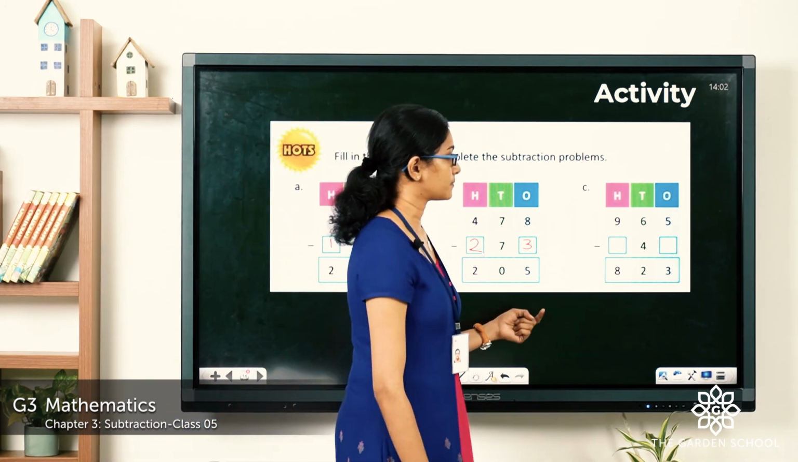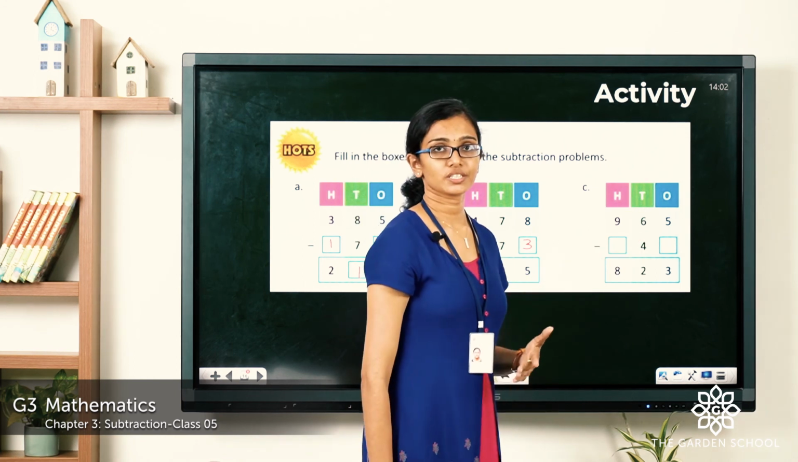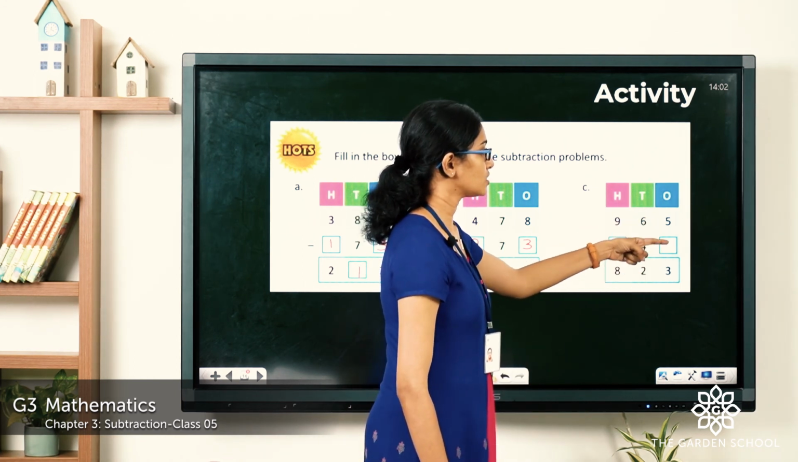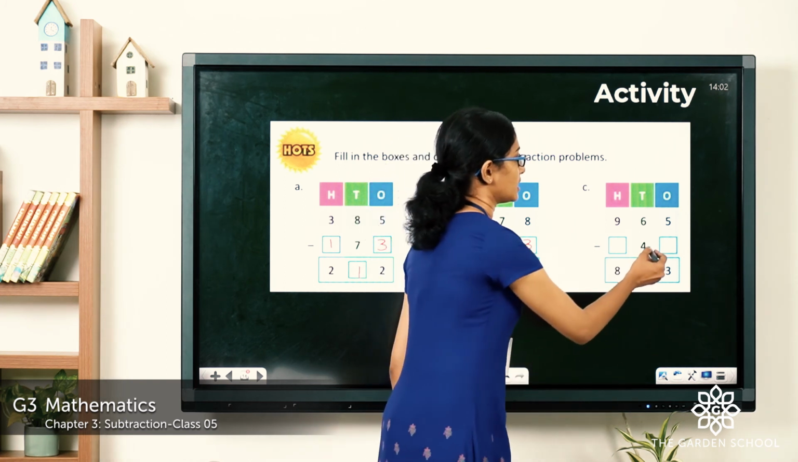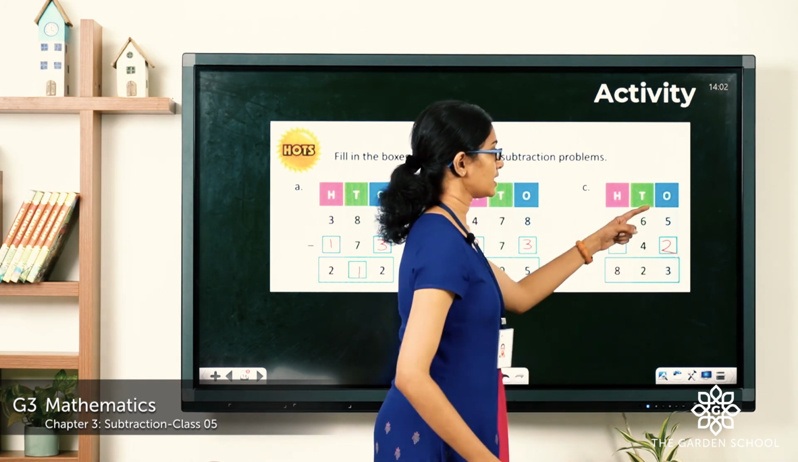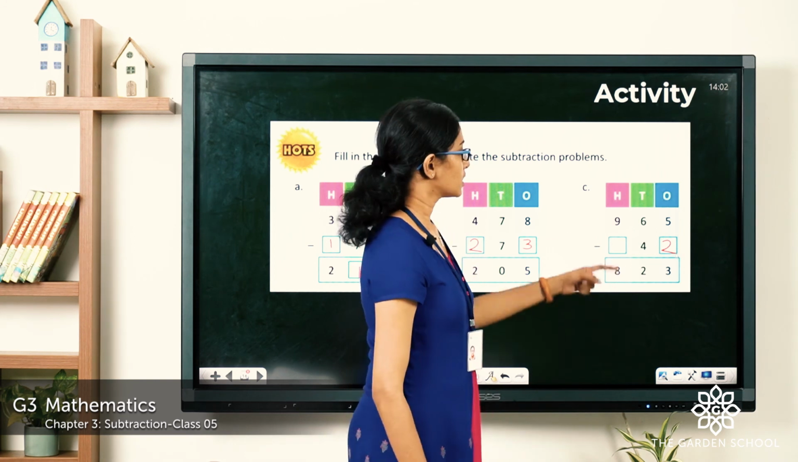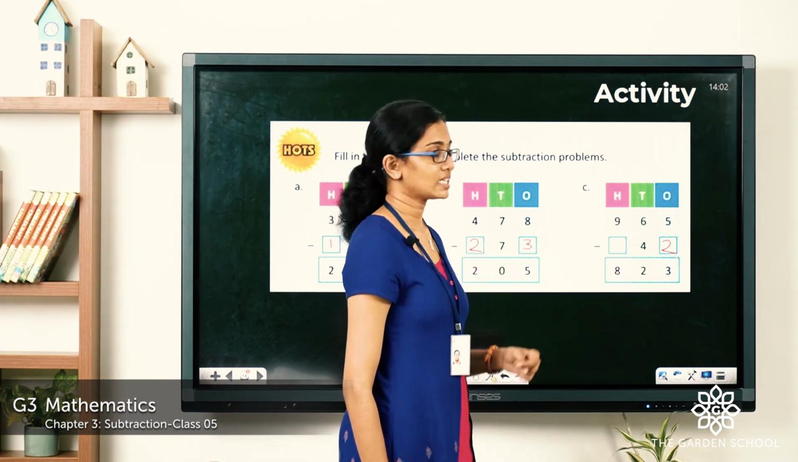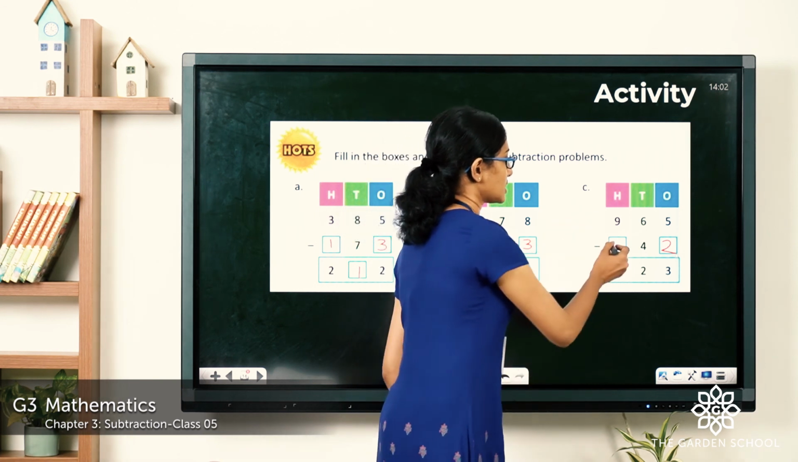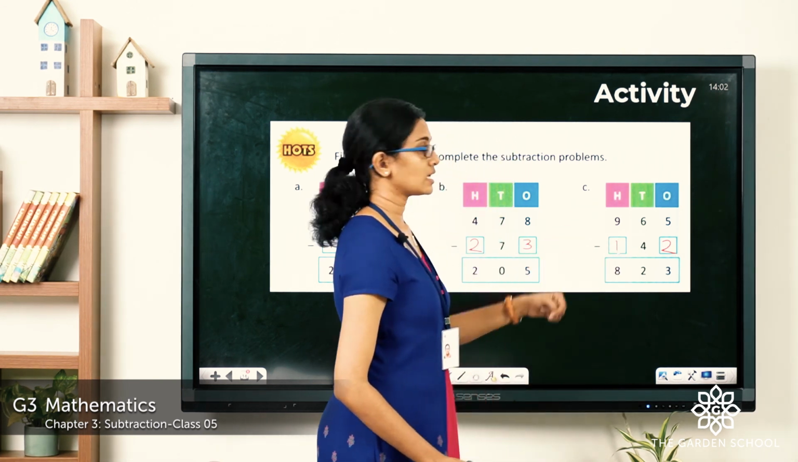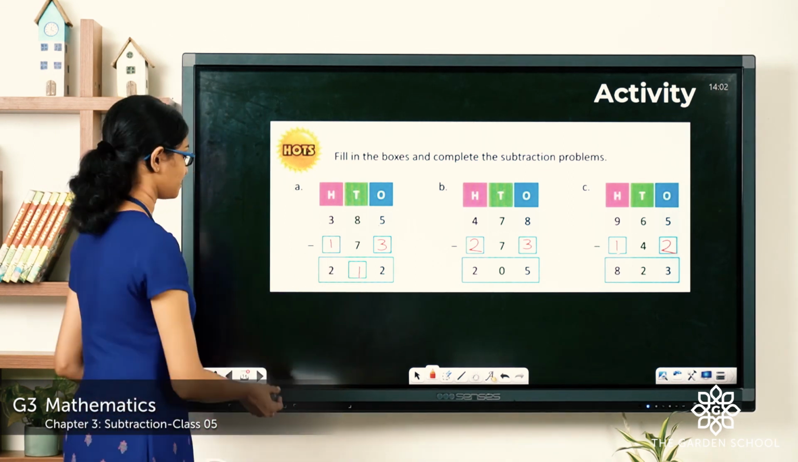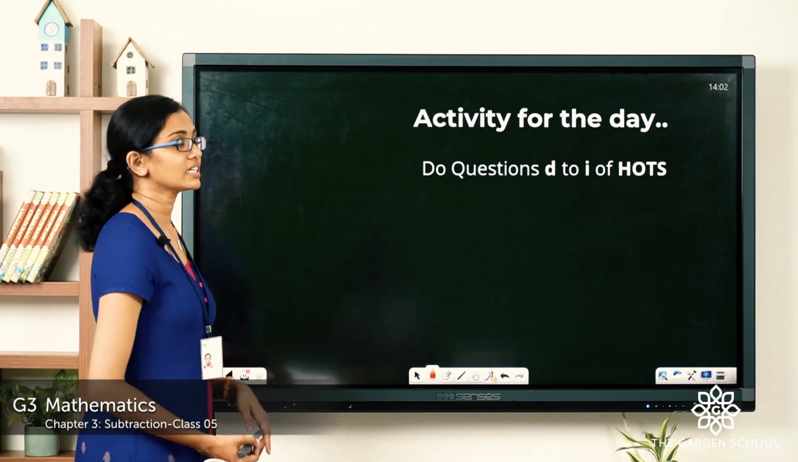Now, the third one. 5 minus dash gives you 3. You can also do 5 minus 3 to get the digit missing here. It is 2. And 5 minus 2, it's 3. 6 minus 4, 2. And 9 minus what gives you 8? Or 9 minus 8, it is 1. 9 minus 1, 8. So, these are the correct missing digits. Hope your answers are correct.